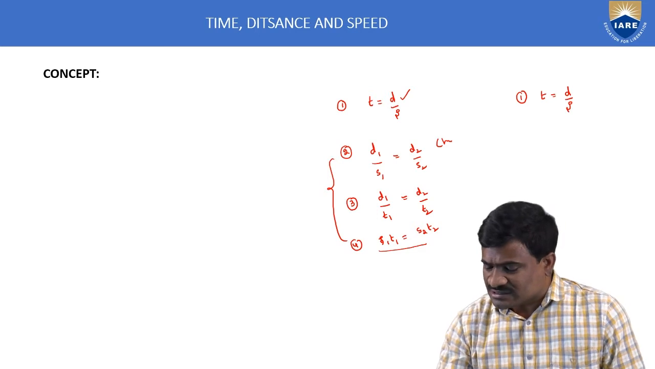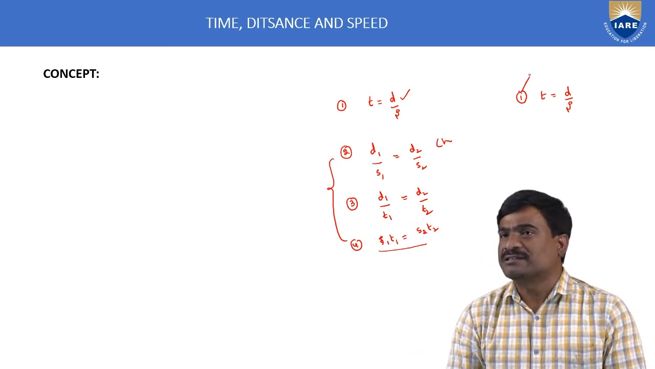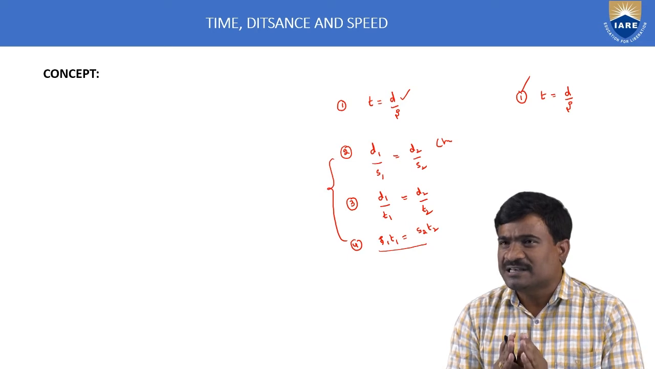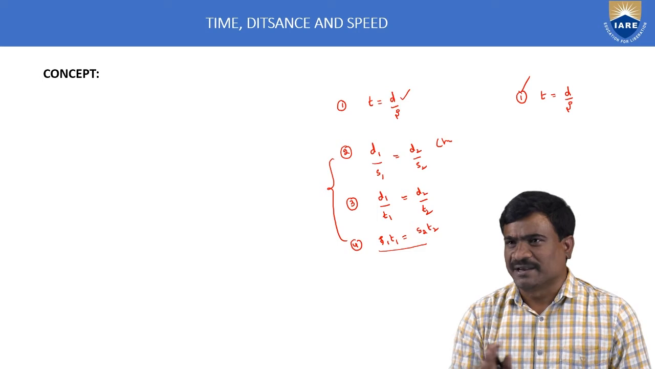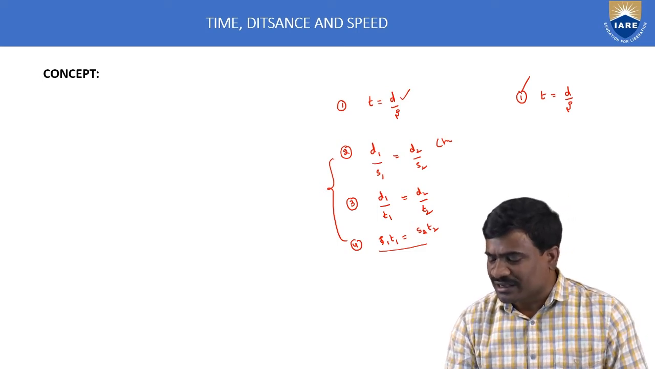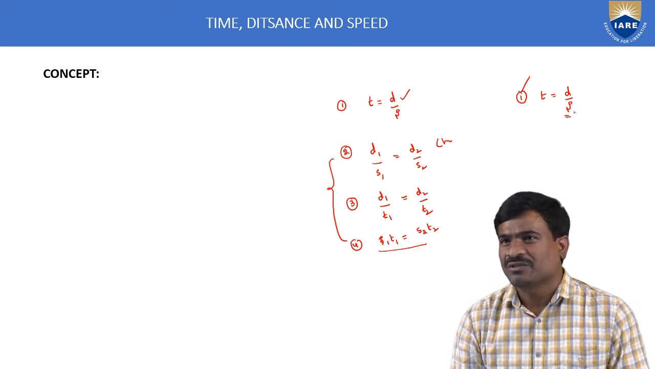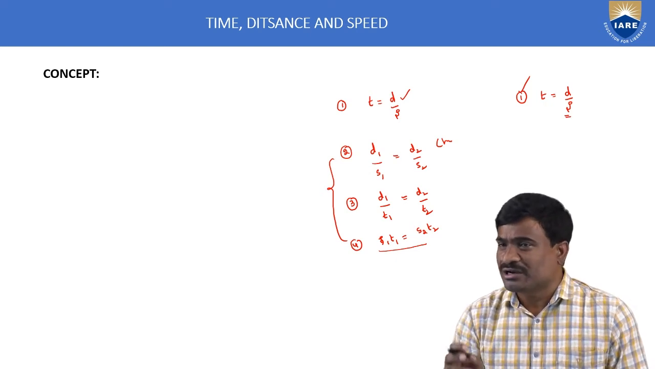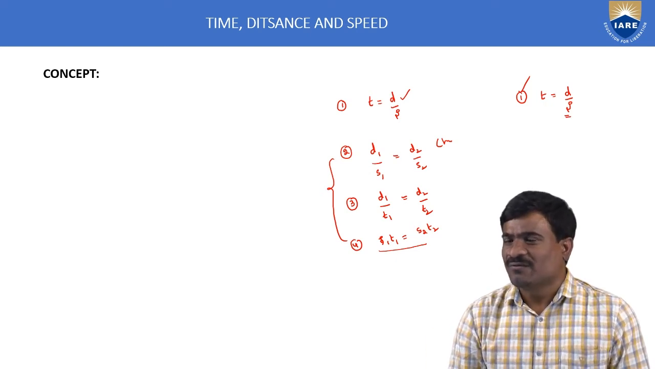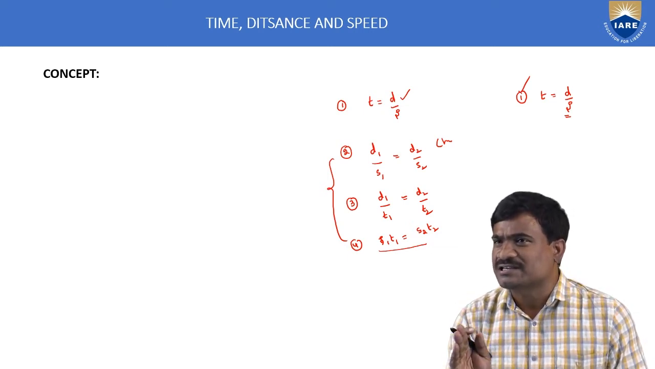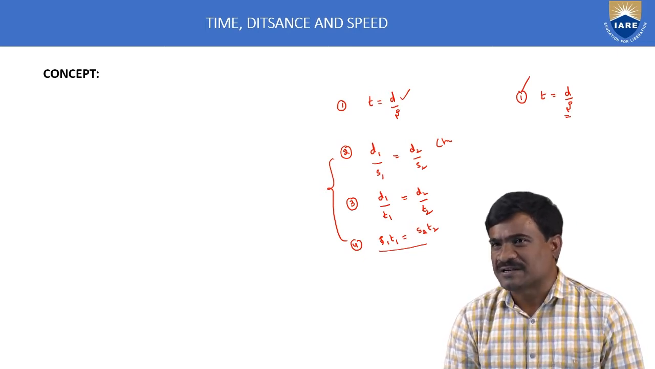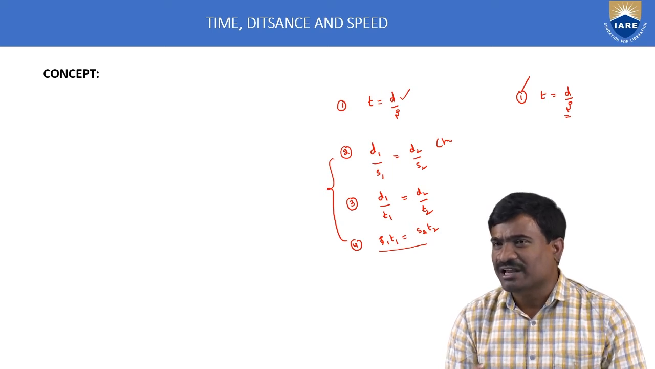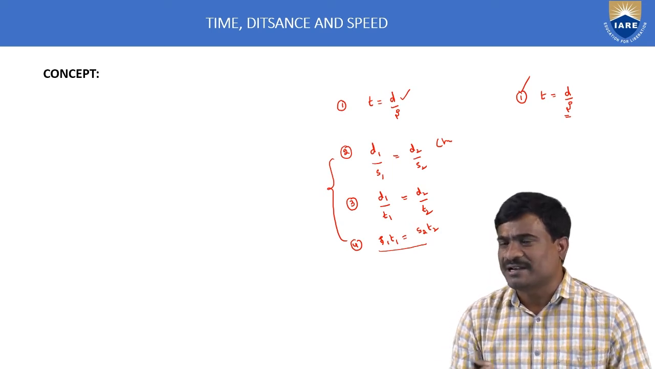The first subtopic in time, distance and speed is called basics. Basic problems use only the direct method, time is equal to distance by speed. Second, calculating average speed. Third subtopic, problems on trains: when a train crosses a single object, or a stationary object. And the fourth concept, boat and stream. But the method is the same: time is equal to distance by speed.